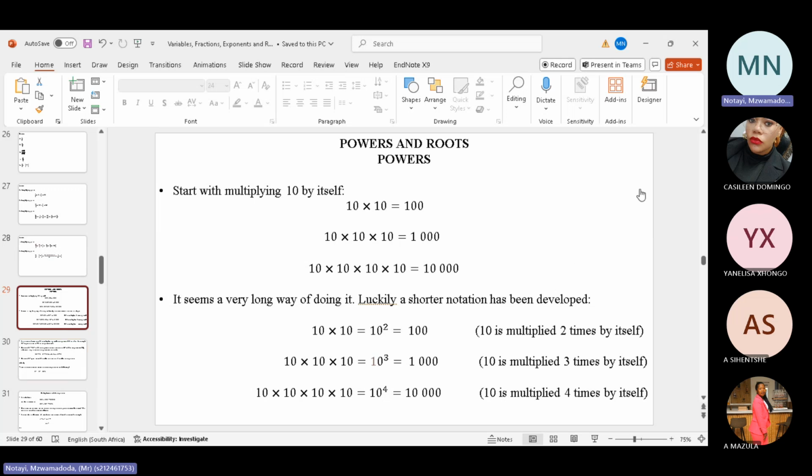Okay, powers and roots will be done. I think we will start the powers and roots sometime next week. We'll start powers and roots maybe Saturday next week.